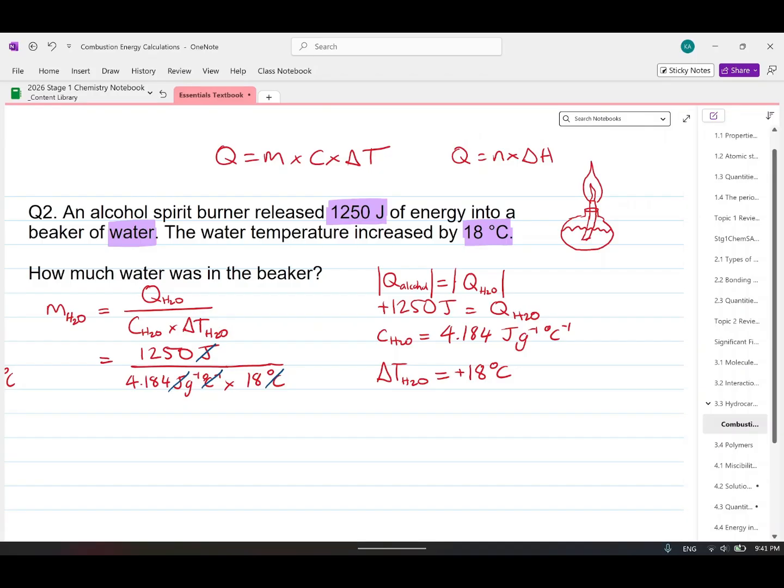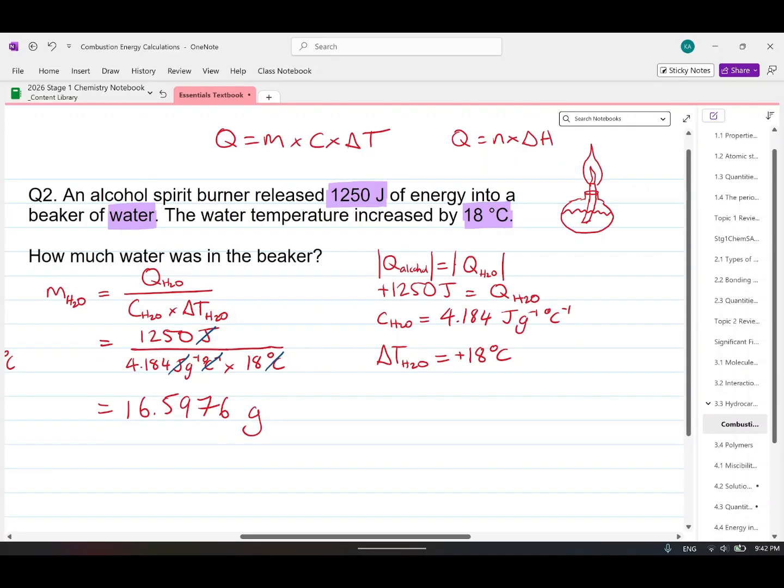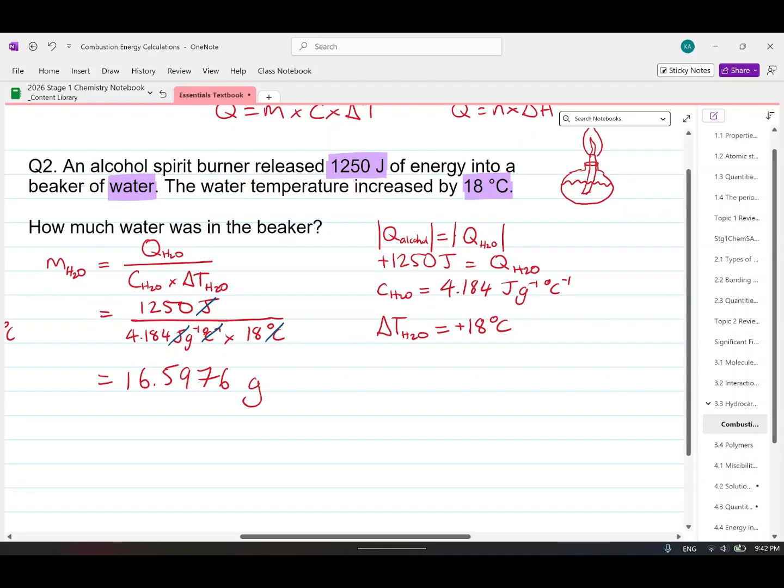1250 divided by 4.184 divided by 18 gives us this value here, 16.597. Let's go overboard. Let's chuck another 6 on the end there. And grams. So we have our numerical value. Mathematically, this value is pretty good. There's a hell of a lot more decimal points if you look at the calculator, but still, in chemistry and in physics, the values themselves have a meaning, and the number of significant figures that you use also has a meaning, just like we discussed in question 1.